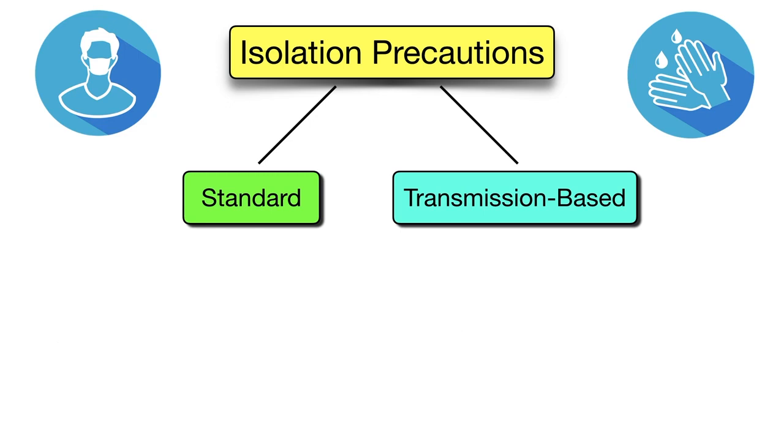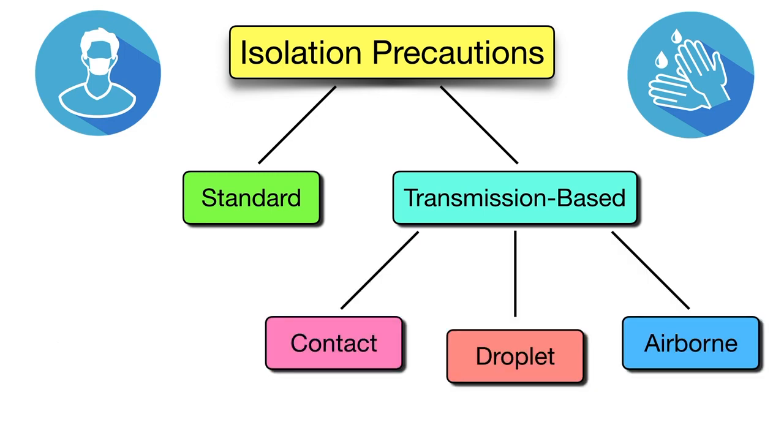The transmission-based precautions can be broken down even more into three categories. They include contact, droplet, and airborne precautions. By the end of this video, you'll know everything you need to know for these precautions and the diseases that are included in each category. You'll also be given several mnemonics and tricks to remember them all.